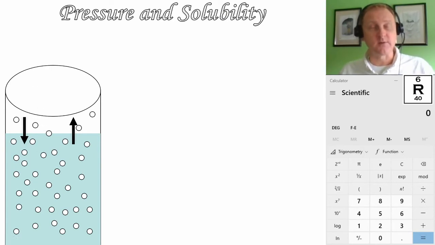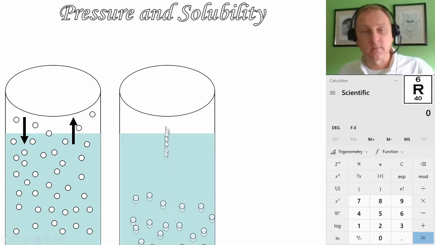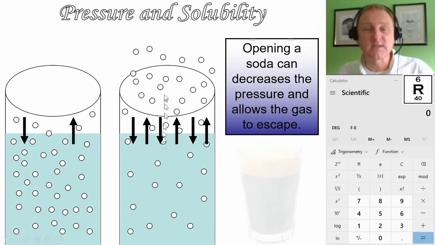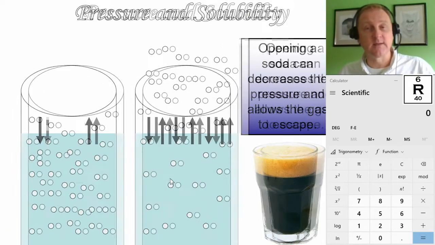But you know it's pressurized. You know those bottles of soda or cans of soda, you know there's a lot of pressure in there. And when you open it up, it releases that pressure. And as you release the pressure, this gas is allowed to escape from the soda. And that's why we get the bubbles when we open up the container. Opening a soda can decreases the pressure and allows the gas to escape. So as you decrease the pressure, you're actually decreasing the solubility of the gas in the drink.